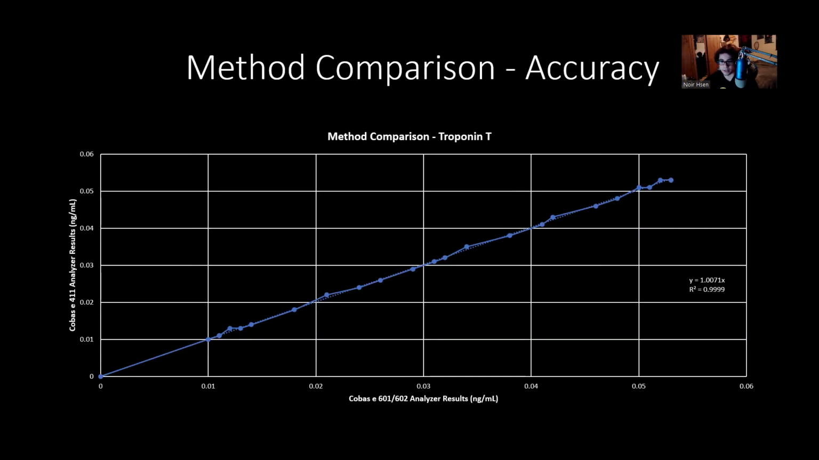So here's the chart that I made. As you can see, on the y-axis we have the 411 analyzer results, and on the x-axis we have the 601. The 411's already been validated, and the 601 is the trial, and we have a pretty good linear regression here. R squared is 0.99. It's very good. That means there's high correlation between the new method and the already validated instrument.